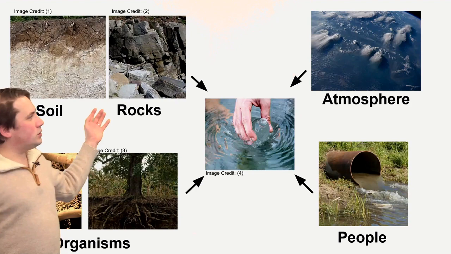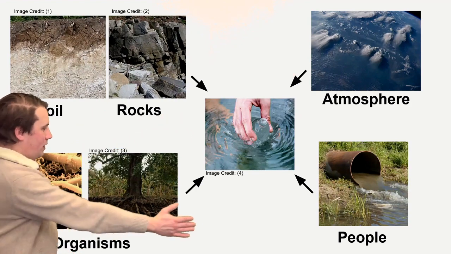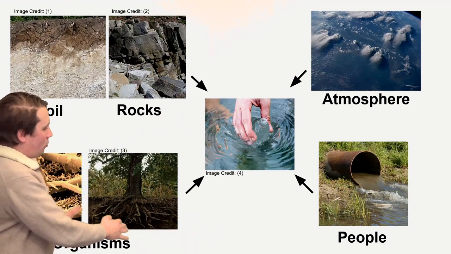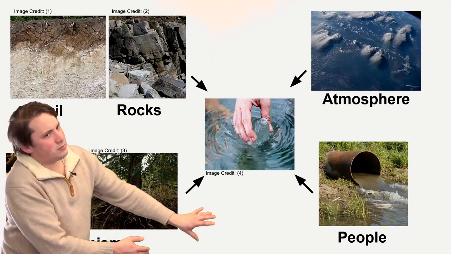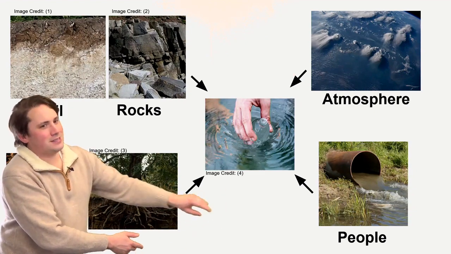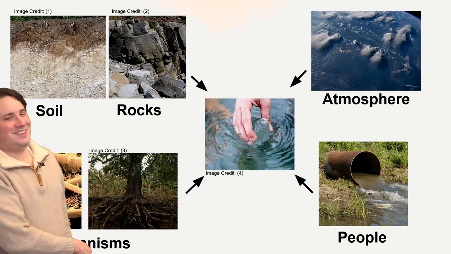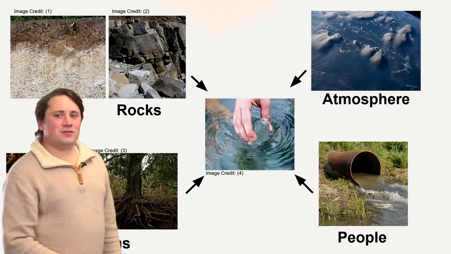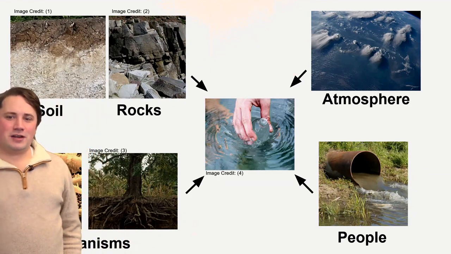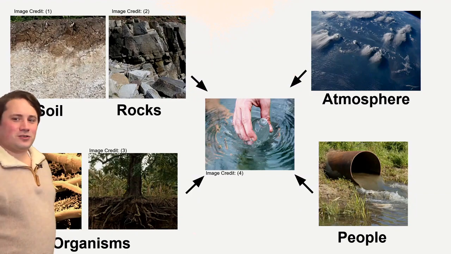Again, we've discussed soils, rocks, and the atmosphere, and now we're moving on to this bottom part, discussing how organisms and humans, which, you know, they're organisms, but we're special, how humans also influence water chemistry. So let's get right to it. Microbes and plants first.